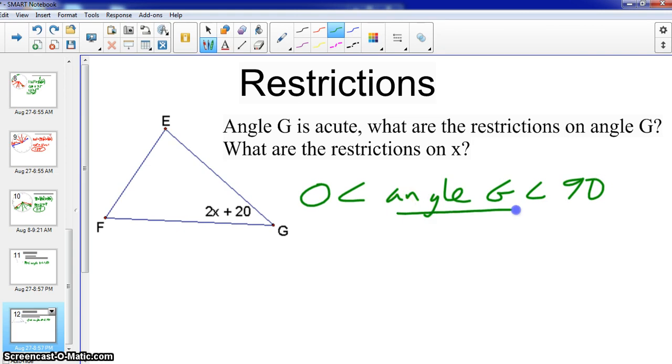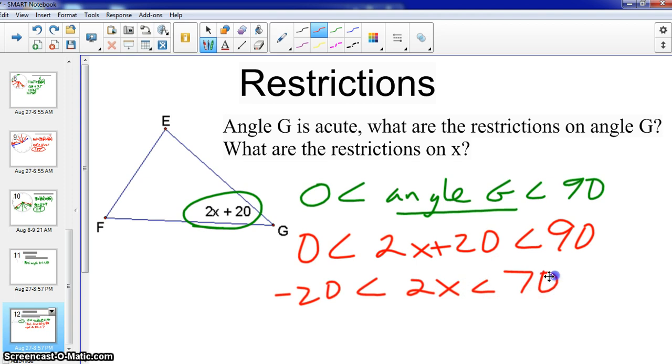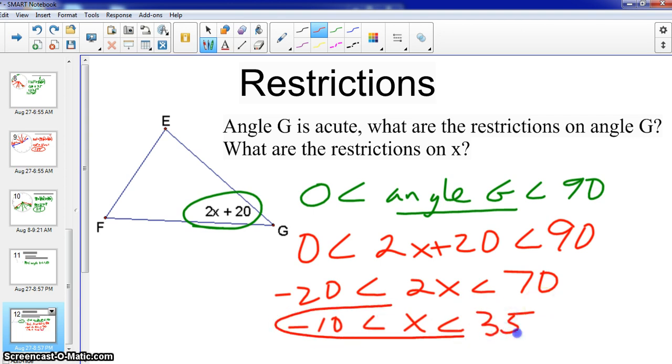And then we can substitute in for angle G what we have for angle G as 2x plus 20. And now we can find the restrictions on the variable in this particular problem. So when we solve the inequality, subtracting the 20 from all sides, and then we divide everything by 2, we find out that the variable x, in order for angle G to be acute, must be between -10 and 35. And this concludes the notes for section 1.2.